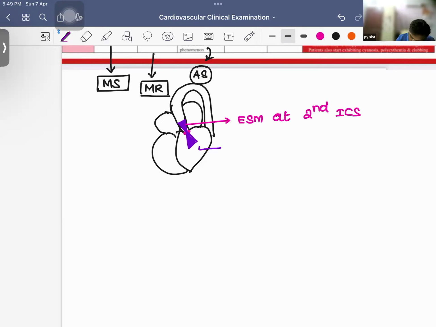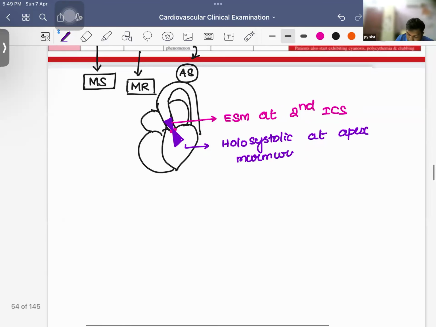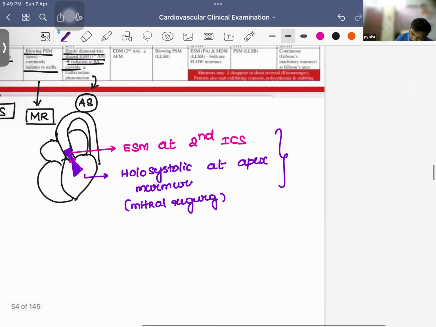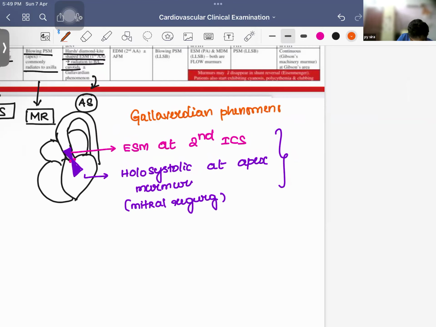and they are going to also have a pansystolic murmur at the apex of the heart. Okay, so this is going to be mimicking mitral regurgitation, and this is going to be called as Gallavardin phenomenon.